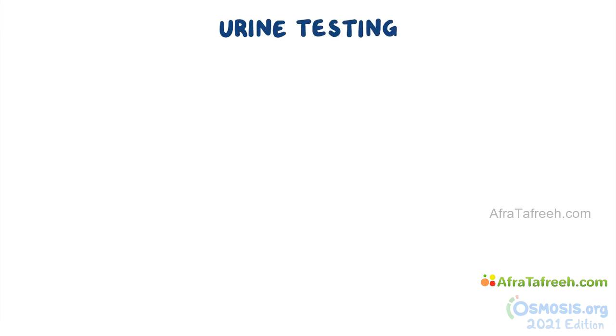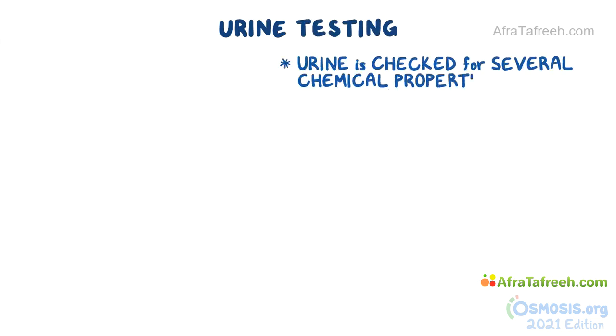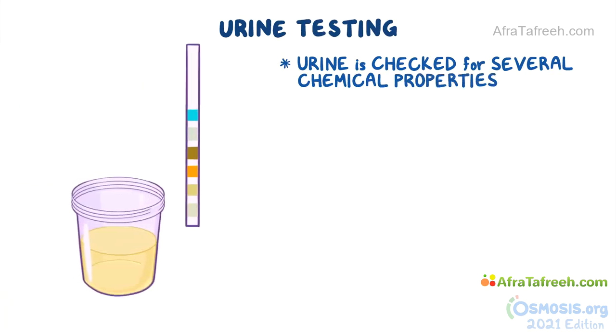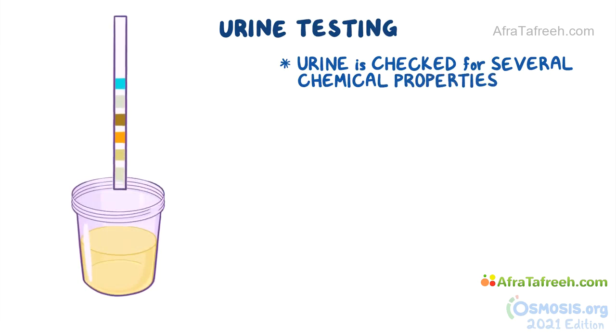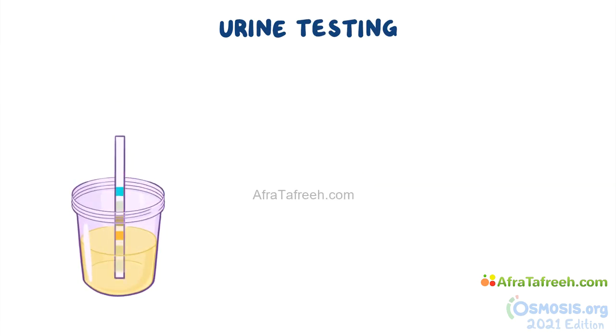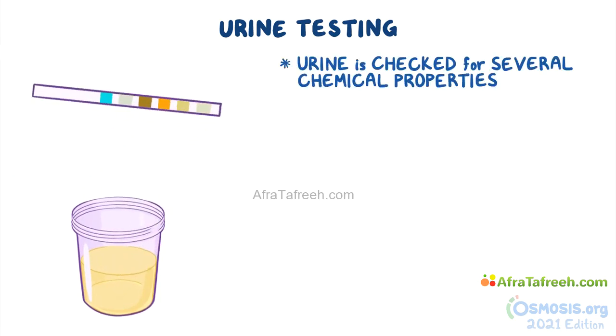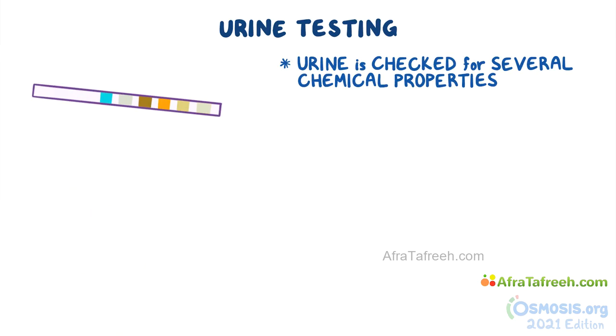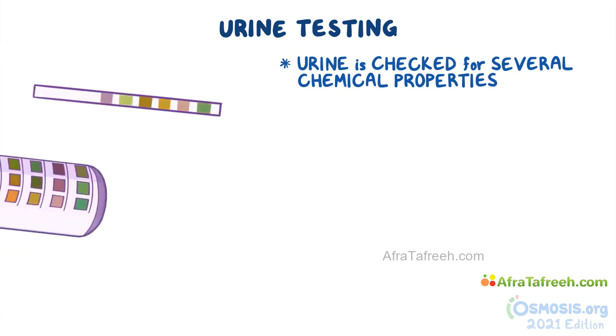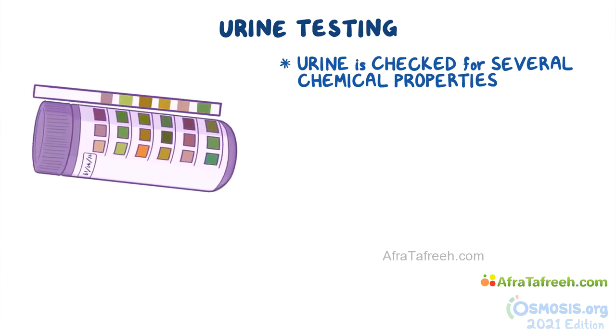Urine testing is a type of urinalysis where urine is checked for several chemical properties. Chemically treated paper strips are dipped into a urine specimen and react with certain substances that can be found in the urine. This reaction causes the reagent strip to change color, and then the color is compared with a color-coded chart that comes with the strips.